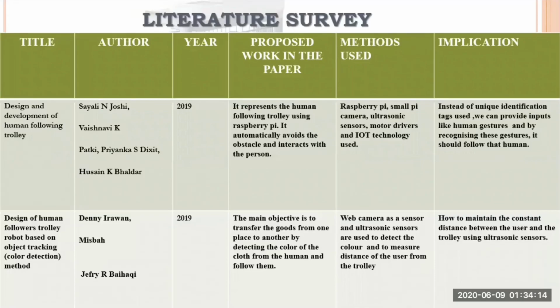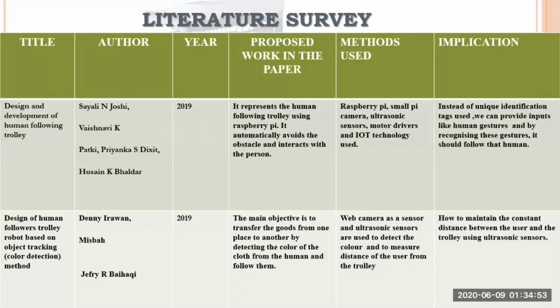Similarly, coming to the next literature survey paper, design of the human follower trolley robot based on object tracking, that is using the color detection method. This paper was also published in the year 2019. The main objective is to transfer goods from one place to another by detecting the color of the cloth of the human and following them. Web cameras as a sensor and ultrasonic sensors were used to detect the color and to measure the distance of the user from the trolley. Coming to the implication, from this paper we understood that we can use ultrasonic sensors to measure the distance between user and the trolley.